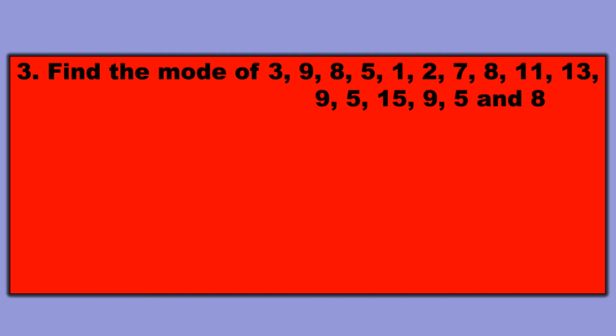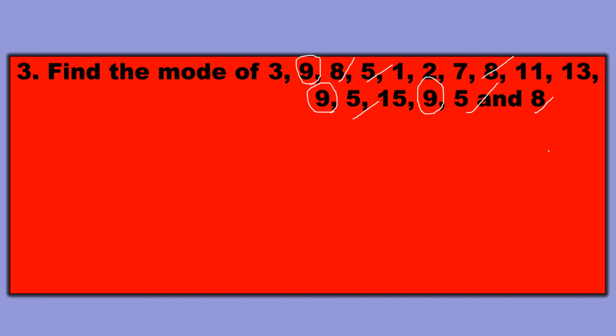Here is the next example. Find the mode of 3, 9, 8, 5, 1, 2, 7, 8, 11, 13, 9, 5, 15, 9, 5 and 8. These are the observations. Let me see which number occurred more number of times. Here 9 once, here it is 2 times, here it is the 3rd time. Here 8, 8, 8, it also occurred 3 times. Next 5 once, 2 times, and here 3 times.